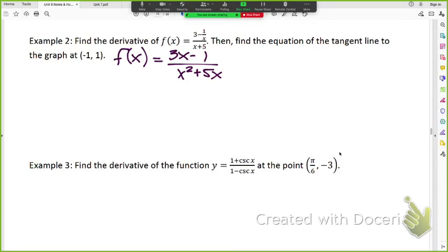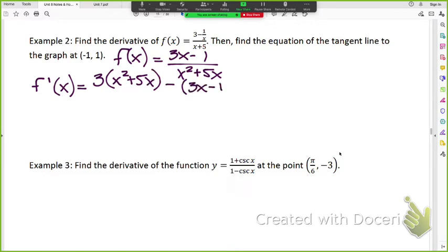Right, so once we simplify our function by multiplying by x on both sides, or top and bottom, we're going to use our quotient rule. Derivative of the top is 3, multiplied by the bottom, which is x squared plus 5x, minus the top times the derivative of the bottom, all over, oops, I did not do the derivative of the bottom, 2x plus 5, all over the bottom squared.